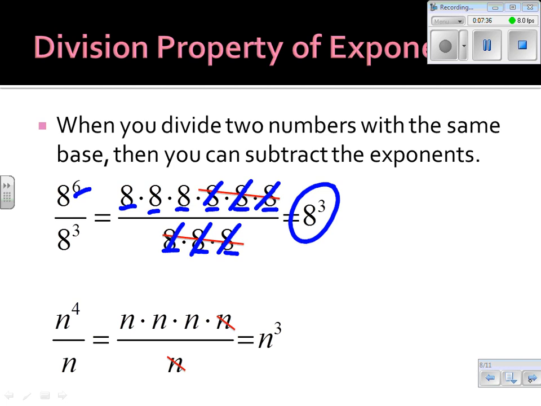In the second example with variables, we have n to the 4th divided by n to the 1st power. 4 minus 1 is 3, so we know our answer is going to be n to the 3rd power. Or if we wanted to write it in expanded form, we could simply cross out an n on top and an n on bottom.